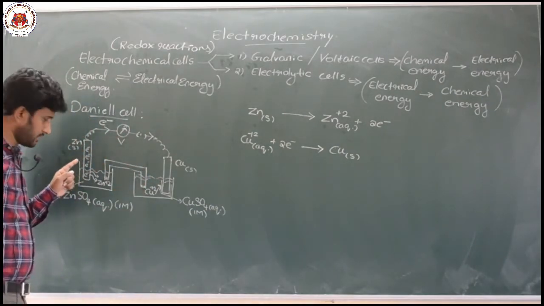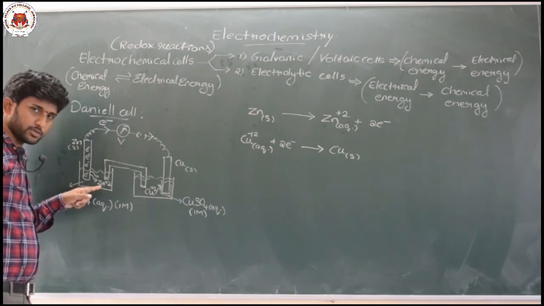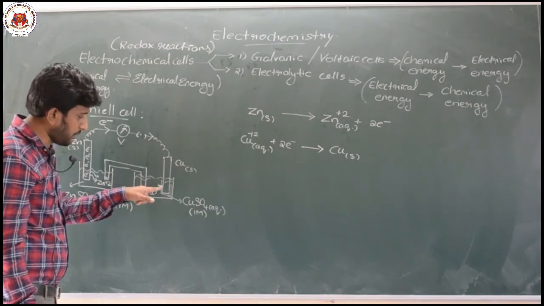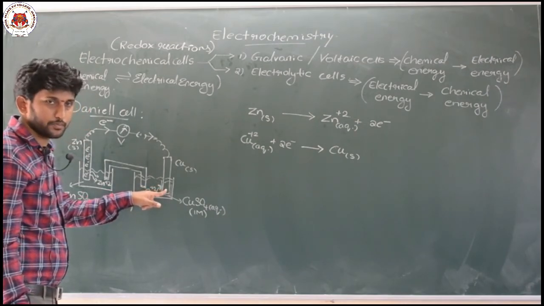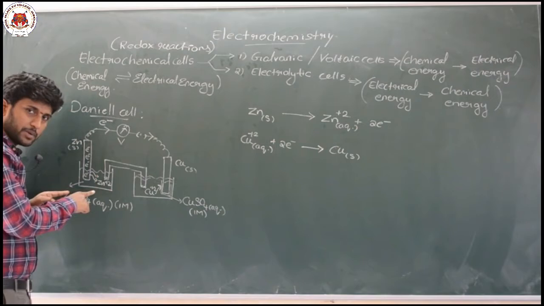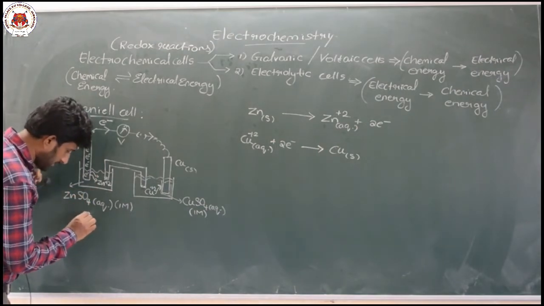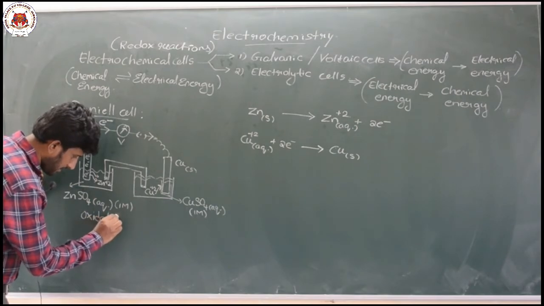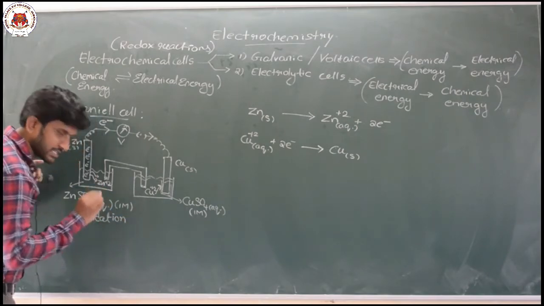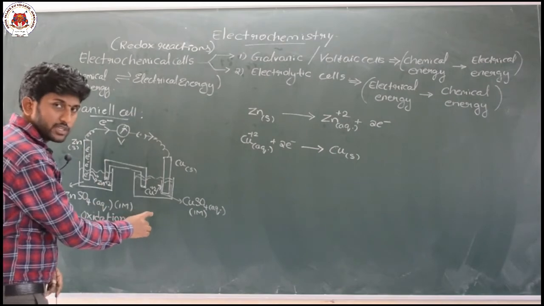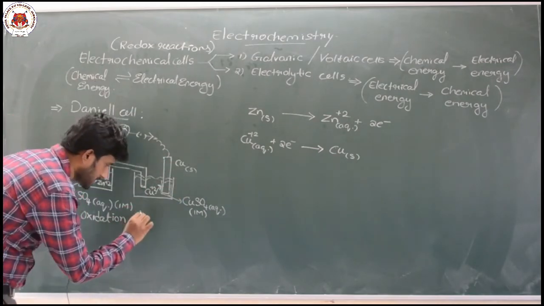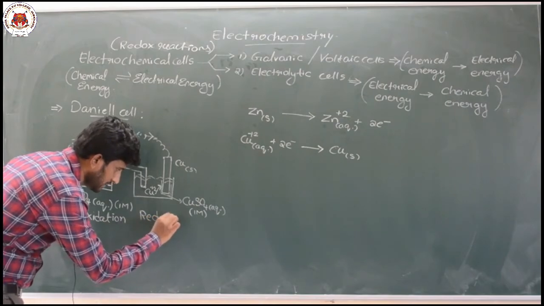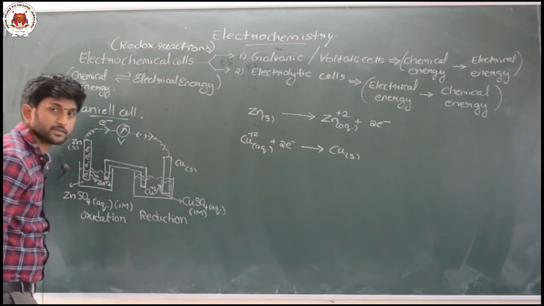Here zinc atoms are dissolving into the solution. Here copper ions are deposited on the electrode. Here what is taking place? Oxidation is taking place. At zinc electrode, oxidation is taking place. Here what is taking place? Reduction is taking place.